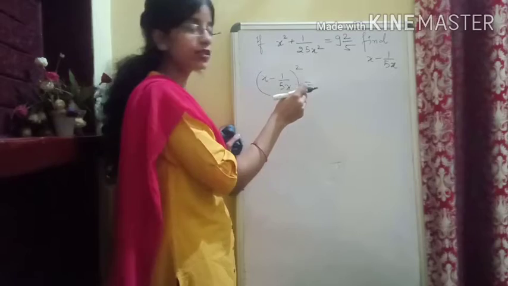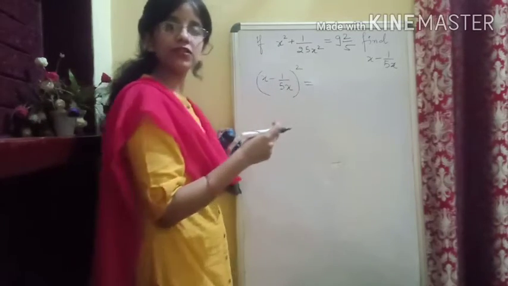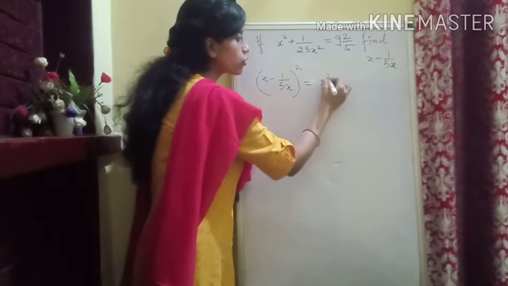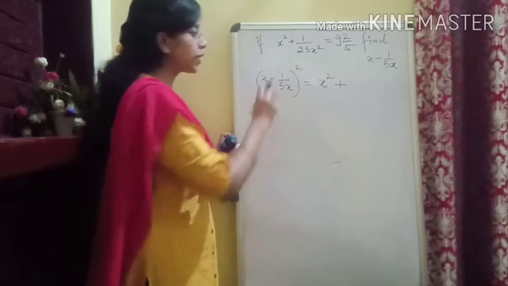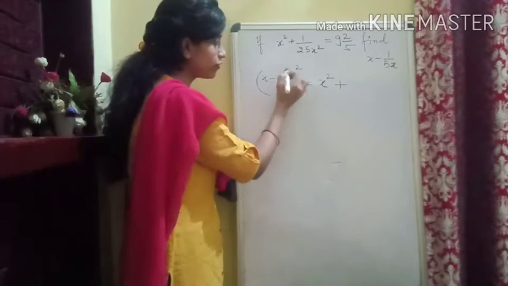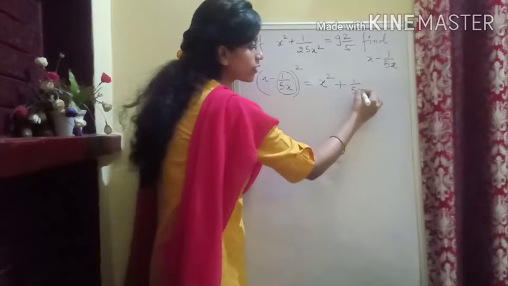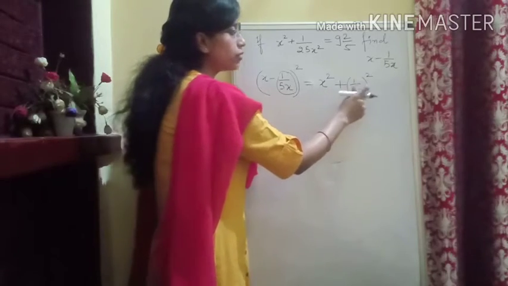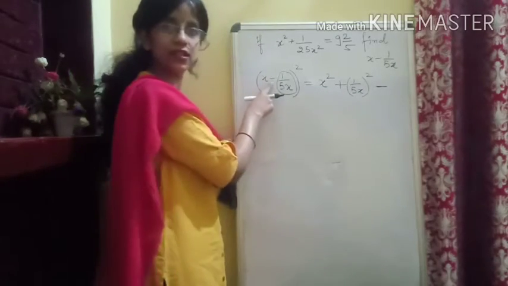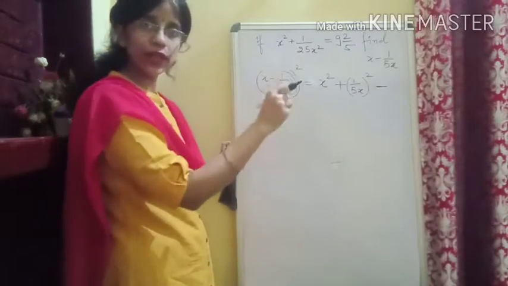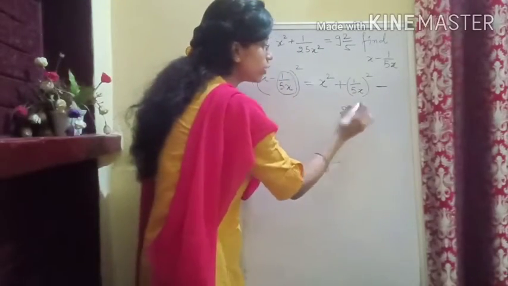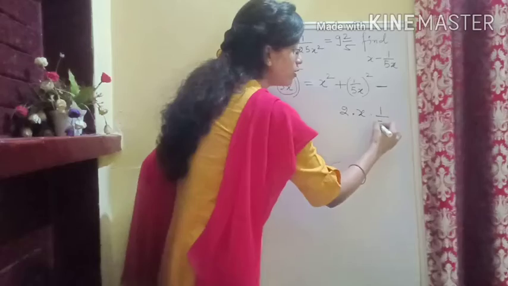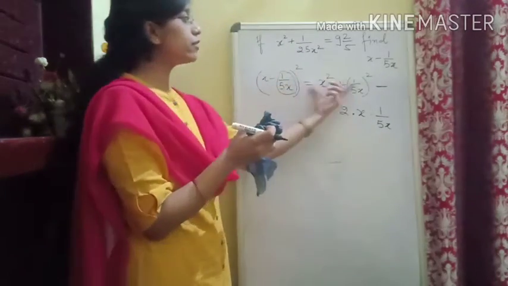According to the identity, the expansion should be a square plus b square minus 2ab. So a square, a is our x, so it will be x square, plus b square, our b is 1 upon 5x, so it should be 1 upon 5x whole square, minus, because it is minus here, 2 into a into b. 2 into x into 1 upon 5x. Okay, so according to the identity, we have kept the values.